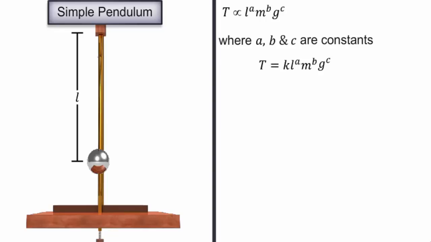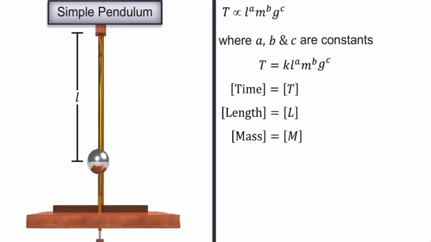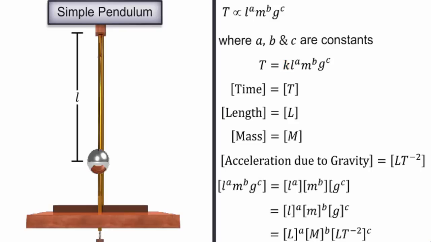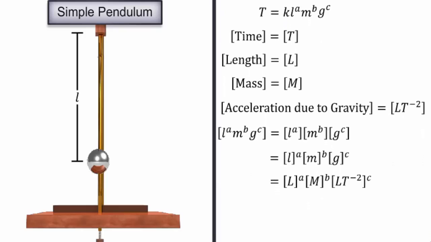We now need to find the values of A, B and C using dimensions of the physical quantities on both sides of the equation. The dimensional formula for time is T. The dimensional formula for length is L. The dimensional formula for mass is M. The dimensional formula for acceleration due to gravity is LT power minus 2. The constant does not have any dimensions. Hence, the dimensional formula of the quantities on the right side of the equation is simplified as shown.